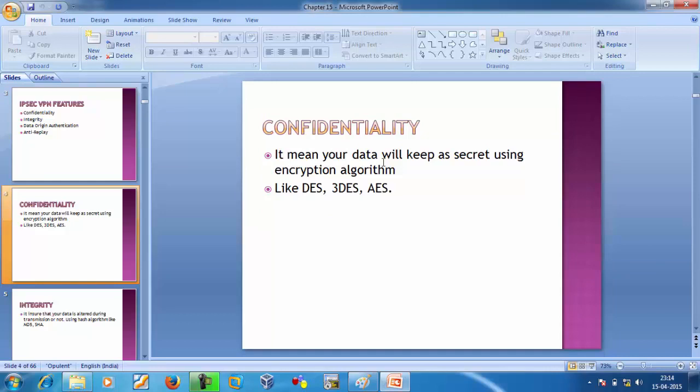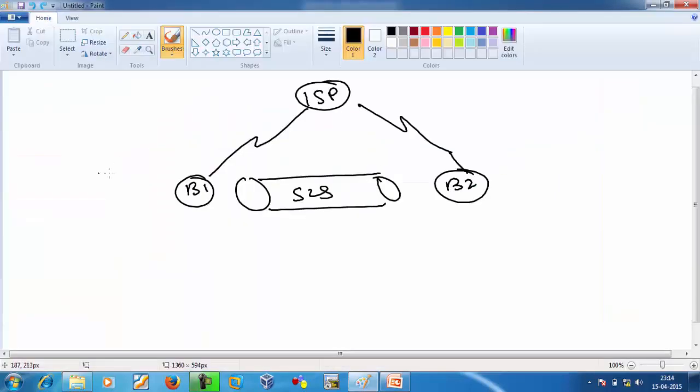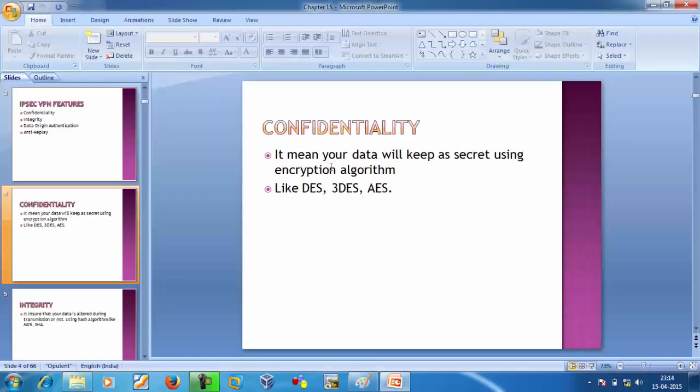Confidentiality means your data will be kept secret using encryption like DES, 3DES, and AES. When your data is moved from branch 1 to branch 2, it will be kept secret. Secret means no one will come to know about it. And how can we keep it secret? We will use encryption algorithms: Data Encryption Standard, Triple Data Encryption Standard, and Advanced Encryption Standard. We can obtain confidentiality using encryption algorithms, and here we can use three.